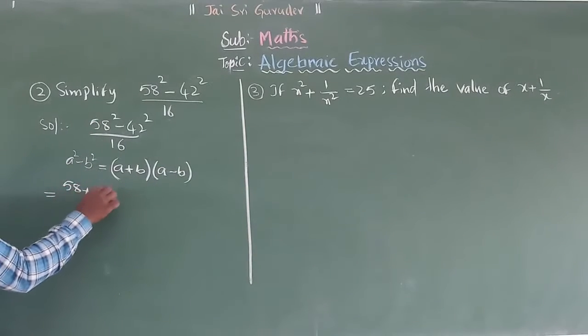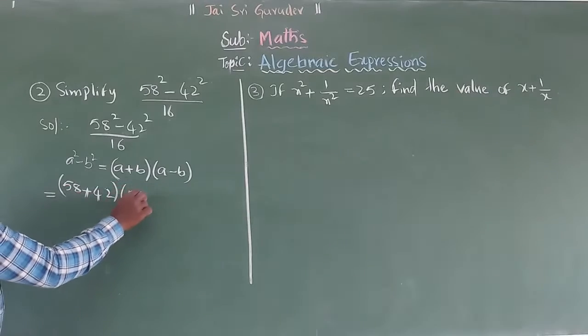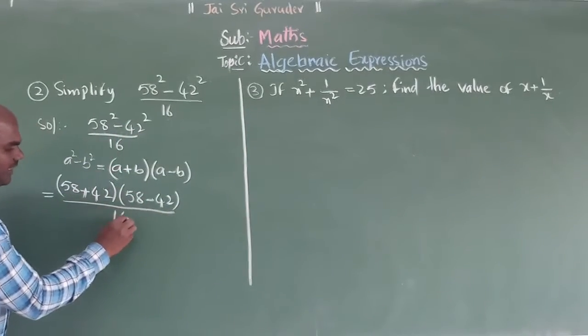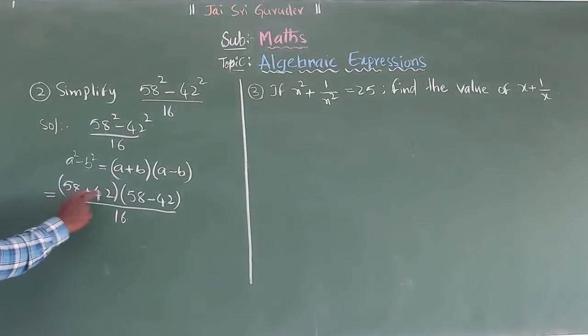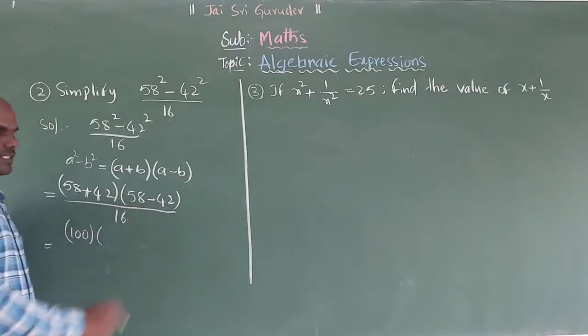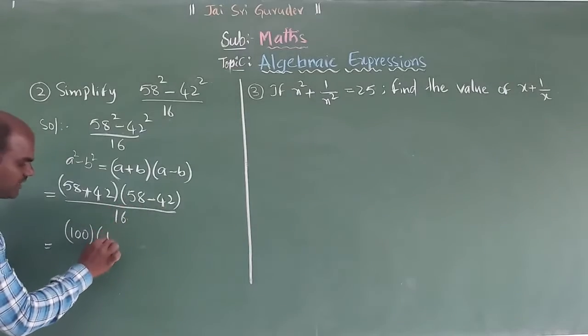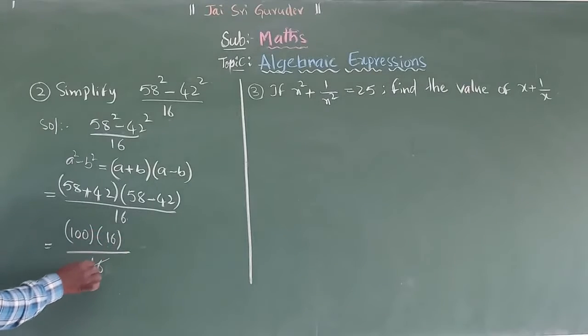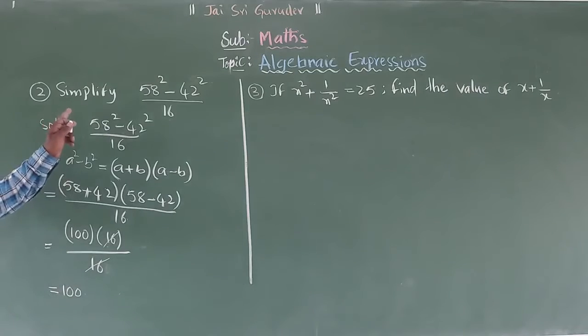So we get 58 plus 42 into 58 minus 42. The numerator is completed. Then the denominator is 16. So it equals 58 plus 42, which is 100, into 58 minus 42, which is 16, divided by 16. The 16 cancels. Then how much are we getting, students? 100. So 100 is the solution of this problem.